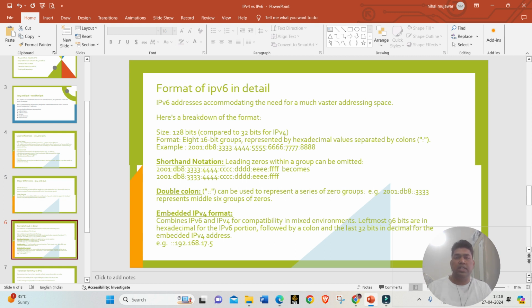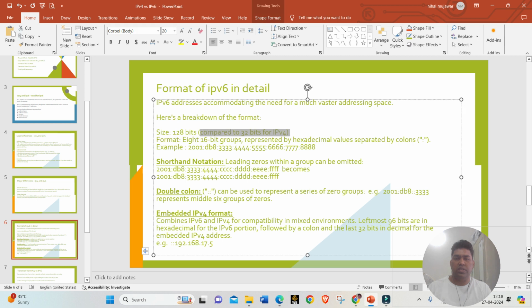Now let's understand in detail what the format of IPv6 is. As we covered in the previous slide, the size of IPv6 is 128 bits, compared to 32 bits in V4. Because of this, V6 has lots of capability to provide us IP addresses. That is very important about V6. The format is 8 16-bit groups, representing hexadecimal values separated by colons. So you can see an example like this in the case of IPv6.